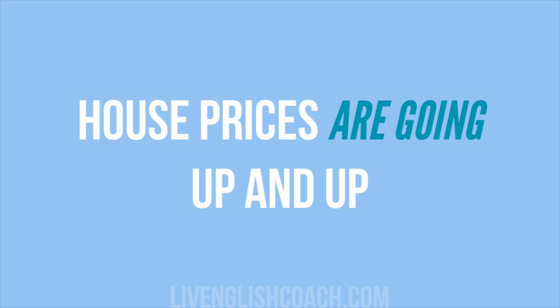For example, house prices are going up and up. This is a trend. The situation is happening at the moment. Something is changing. The trend is changing. Maybe prices were not so high in the past, but something changed and something is changing right now and will be changing for some time in the future. The process, the trend is changing. House prices are going up and up.